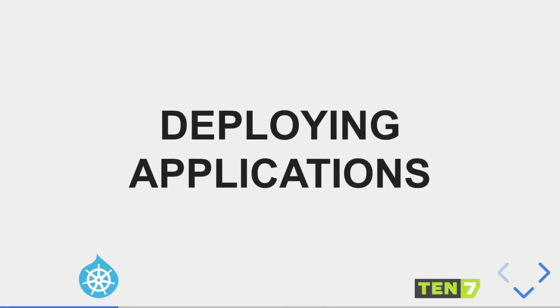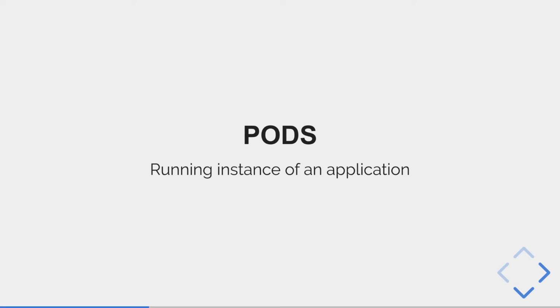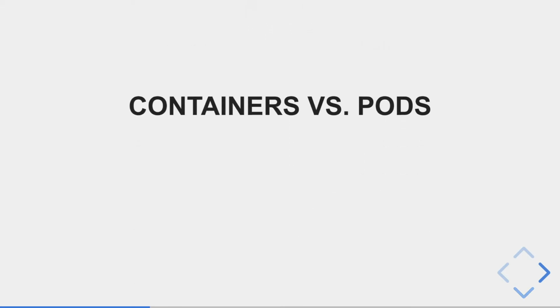All right, so now we know where our container images are. How do we get them onto Kubernetes? We want to put applications on our worker nodes. Do we just call them applications? No, we don't call them applications. In Kubernetes, we call them pods. Now, if you're a networking person, this is where you're going to groan, or if you're a marine biologist, this is where you're going to groan. But in a Kubernetes sense, a pod is a running instance of an application.